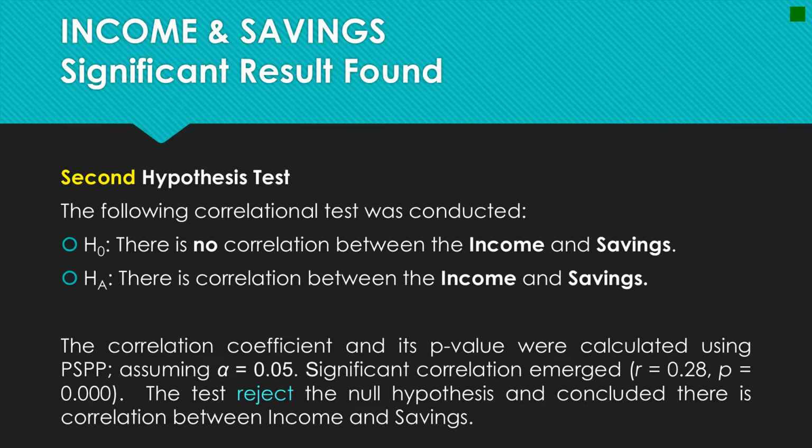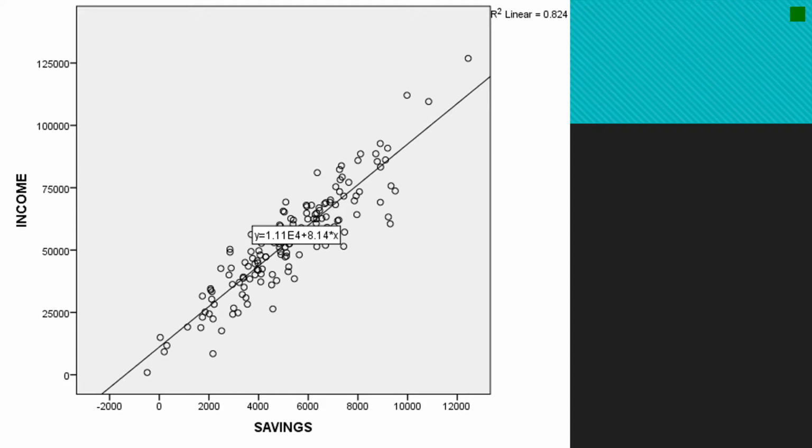For the second hypothesis, the null hypothesis is that there is no correlation between income and savings, and the alternative hypothesis is that there is a correlation between income and savings. After putting the values in the PSPP software, we found that the test rejects the null hypothesis and concludes that there is a correlation between income and savings. If we reject the null hypothesis, it means we accept the alternative hypothesis. Why? Because the p-value here is 0.000, which is less than 0.05, and we can see the bubbles are almost connecting the line, nearby to the line, so we accept the alternative hypothesis.